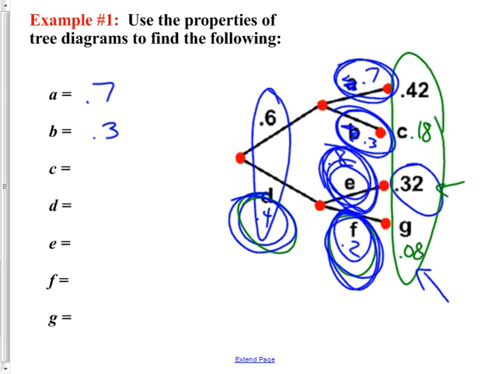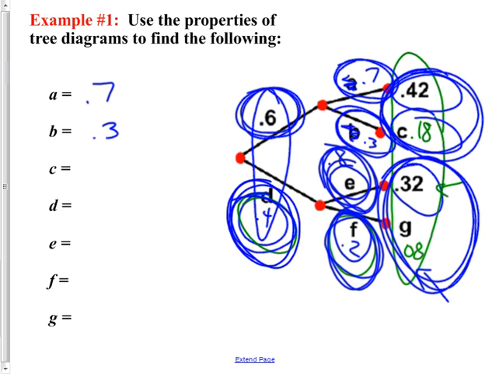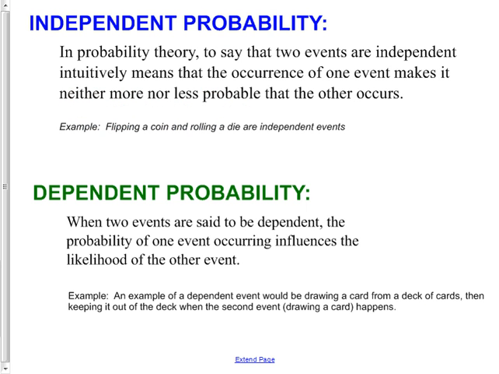Okay, I'm going back to this one. 0.42 and 0.18 are supposed to add up to 0.6, and I think they do, don't they? Yeah. I think they do. But yes, that is a true statement that these two together are going to make this one. And these two together are going to make that one. It's a nice pattern. Okay, back to independent versus dependent. This is important to understand.